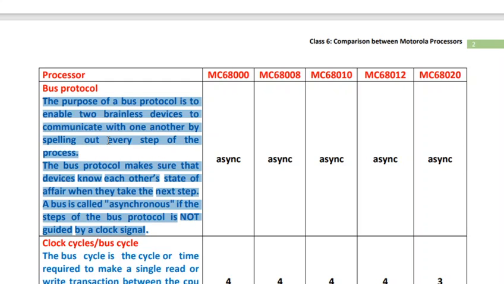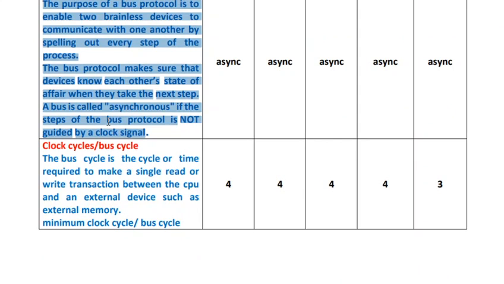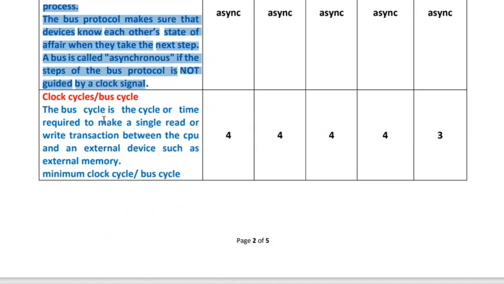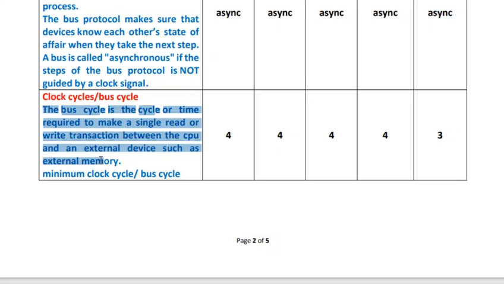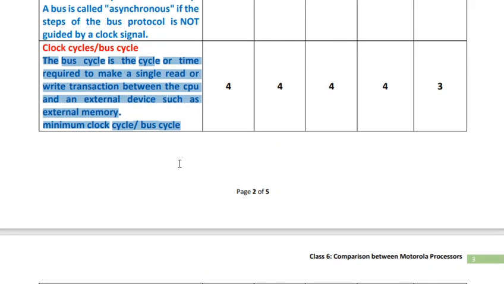Now likewise we have clock cycle per bus cycle. The bus cycle is the cycle or the time that is required to make a single read or write transaction between the CPU and the external device such as external memory. Minimum clock cycle per bus cycle basically refers to how many clock cycles are required for a given bus cycle, right? This is very much important for one to understand.